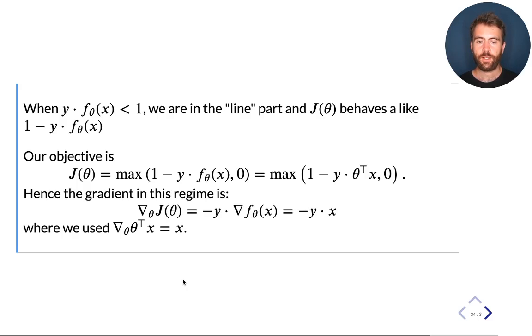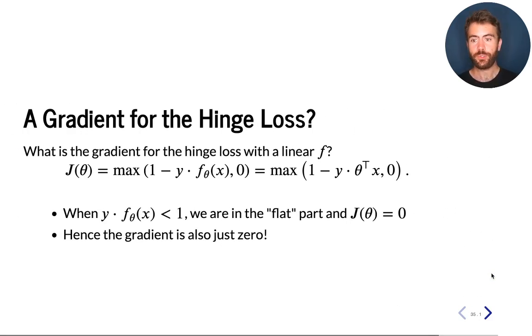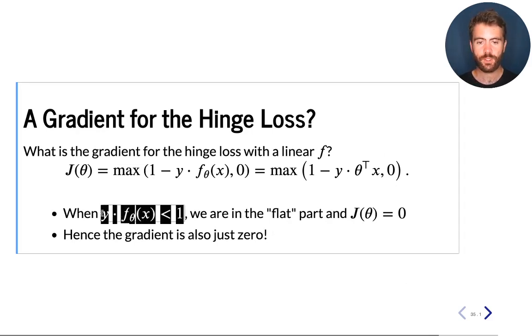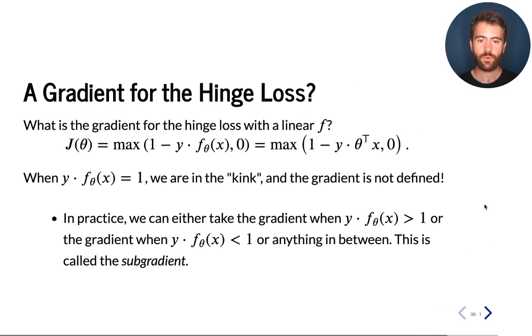So here I have defined a gradient when the function was in the linear regime. Now we could also be in the flat regime, which happens when this condition holds. Then we're in the blue flat regime from the previous curve. And because the function is flat, the gradient at all of these points happens to be 0. But now the interesting regime is when y equals f exactly.